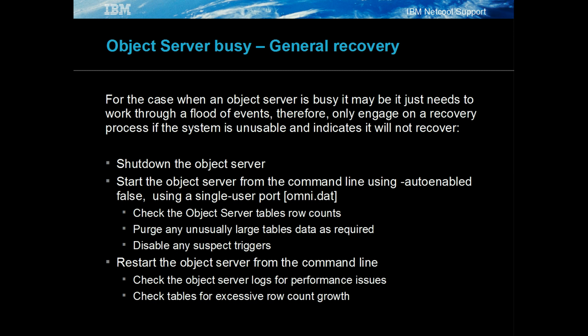Some issues relate to event flooding and may resolve themselves after a reasonable amount of time. Therefore, wait before attempting to hard recover the object server to ensure the issue is not transient. To recover a stalled object server, shut down the object server and run it from the command line in single user mode with the -auto enabled false option set. Check the object server's row counts and log files. Disable any suspect triggers and purge any unusually large tables. Restart the object server from the command line normally and check the object server's behavior and table row count sizes.